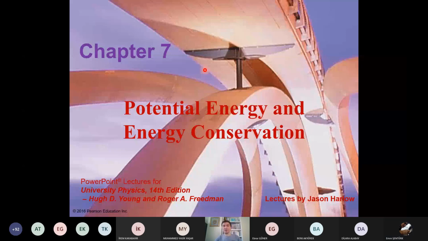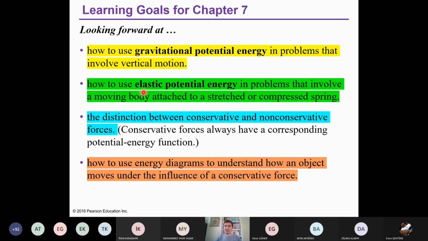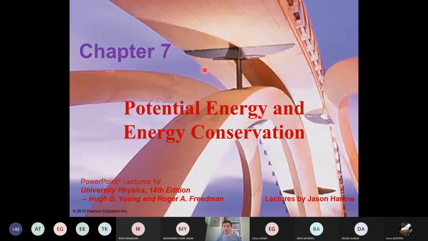Today we will continue with potential energy and energy conservation. We will see different types of potential energies, gravitational potential energy, elastic potential energy, and the relation between these two potential energies, and also the relation between potential energy and kinetic energy. We will discuss all these things.